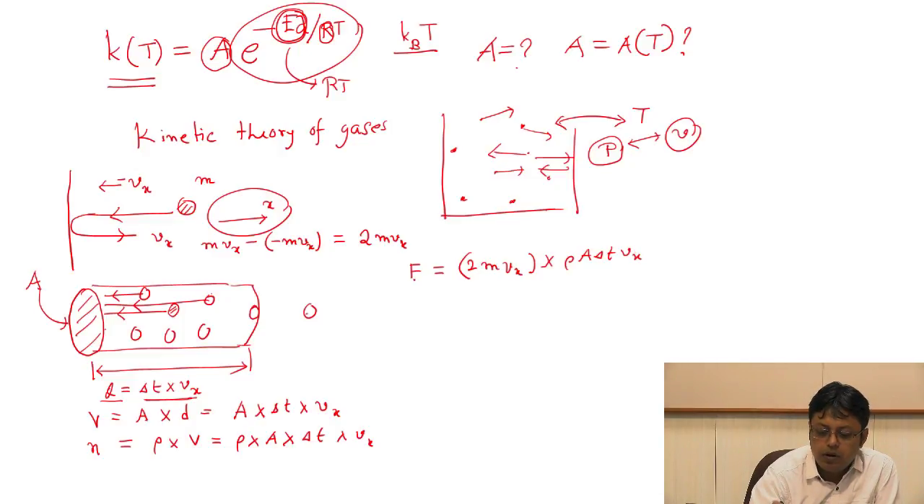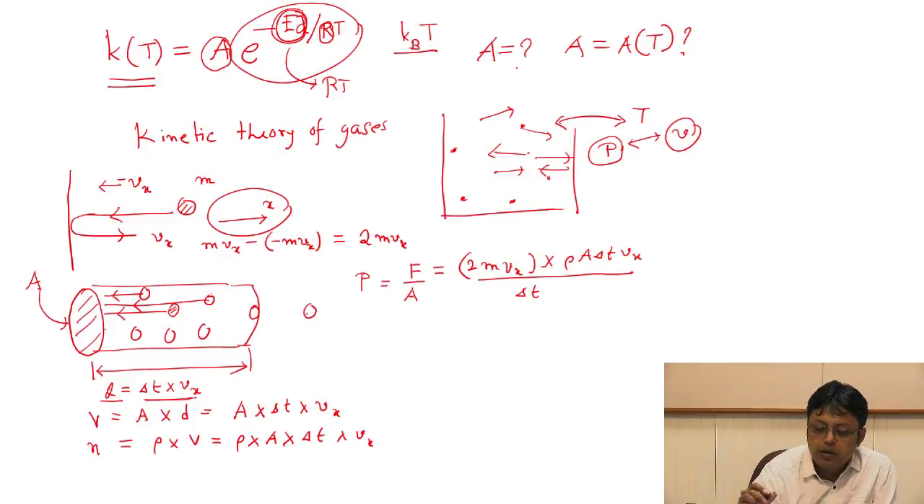But that is not the force. Force is basically the rate of change of momentum, remember. So to calculate the rate, we have to divide by delta t, because it is within the delta t interval that this much momentum changed. And then if I divide it by the area, I get the force per unit area, which is nothing but the pressure.